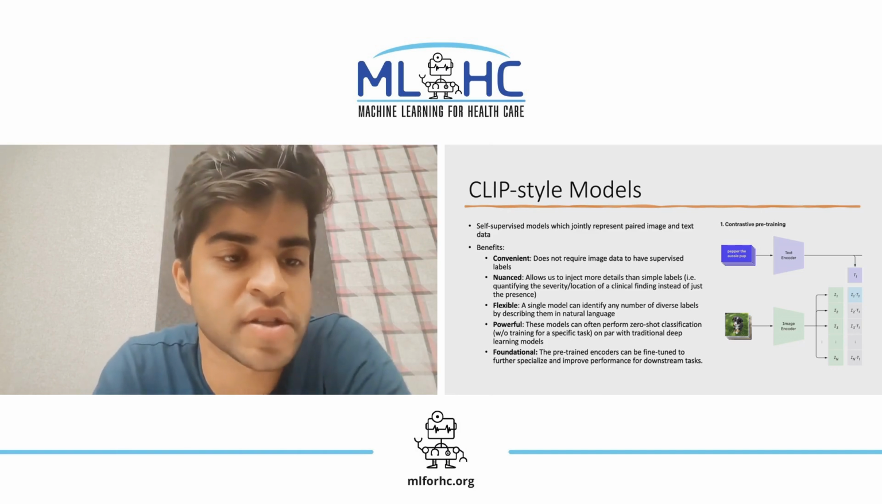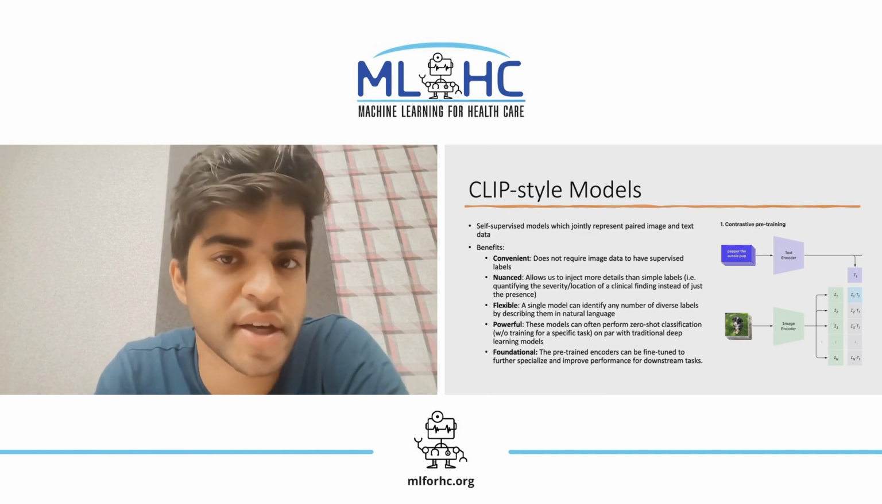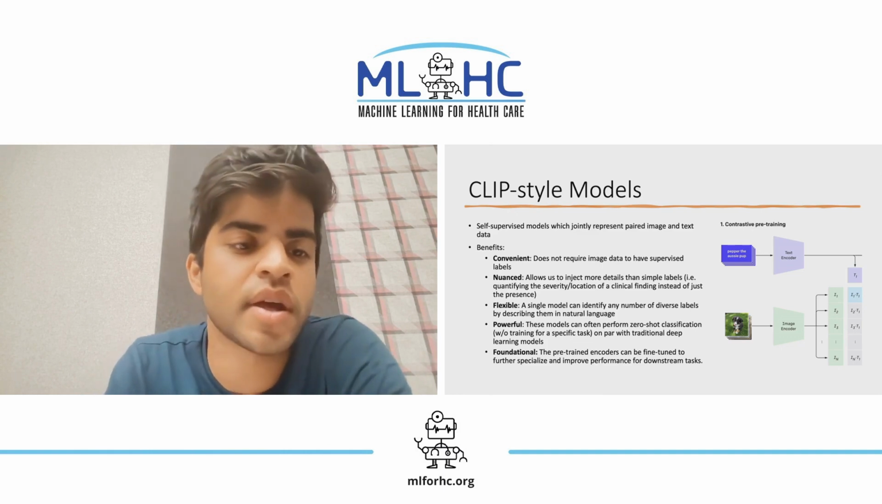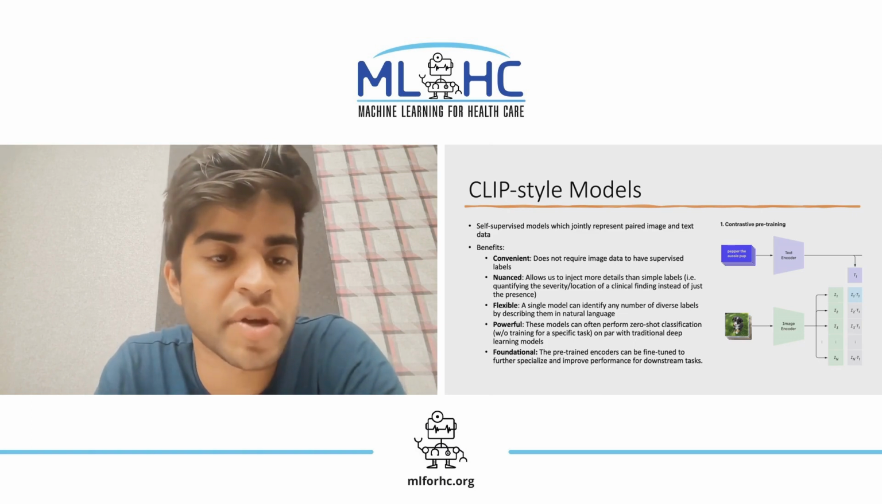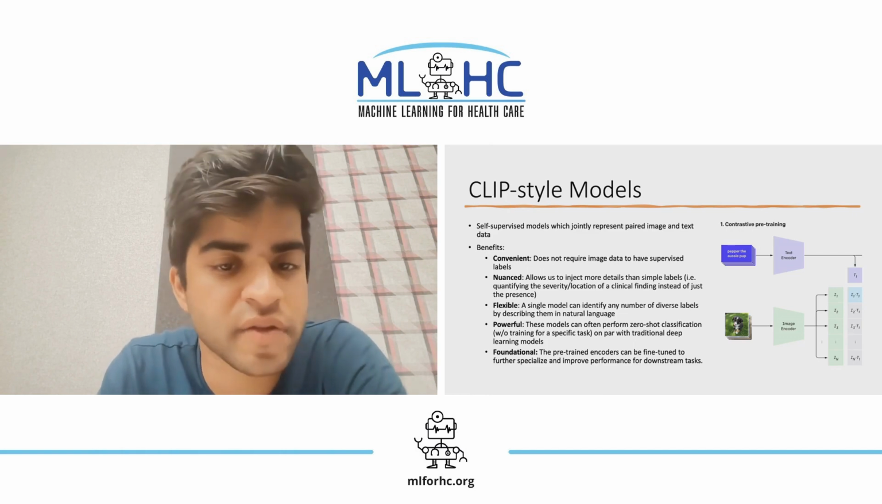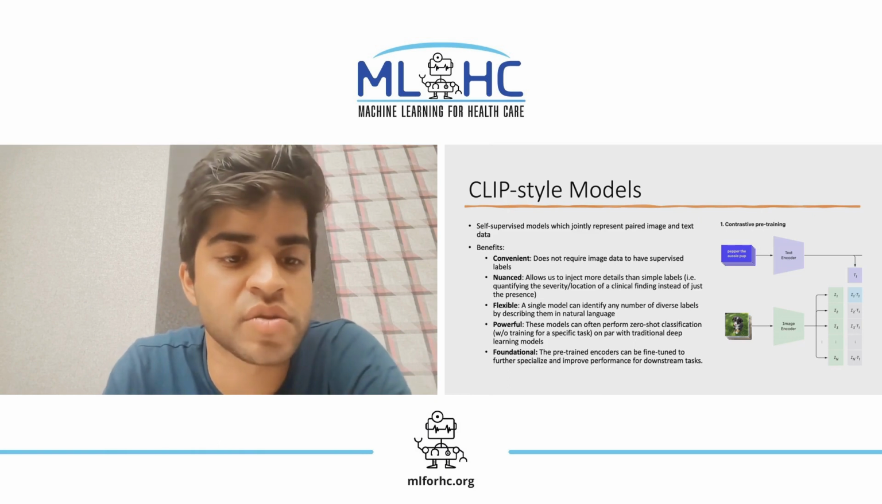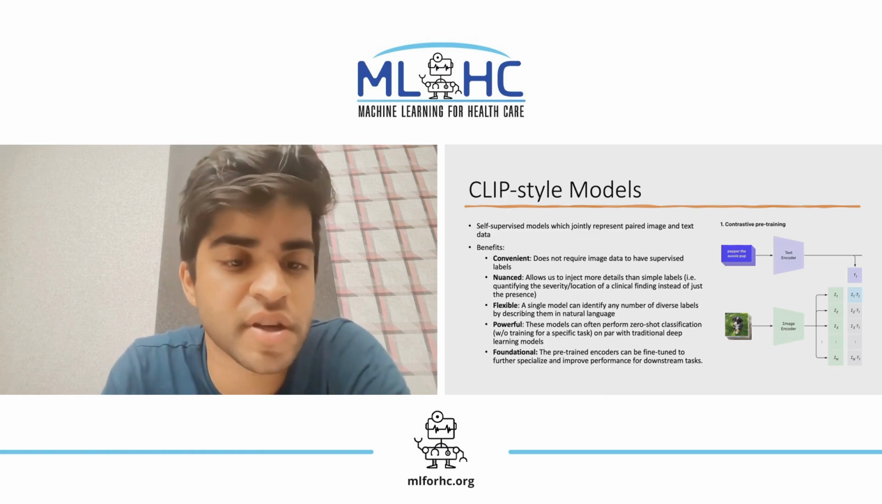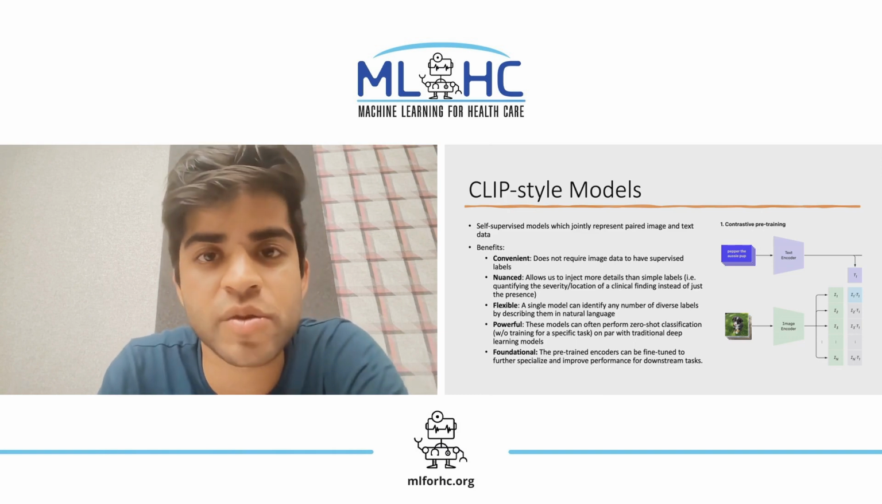So there's a lot of benefits to this. It's very convenient. We don't need any supervised labels, just the text descriptions of them. It allows us to have a lot more details in these labels as well, so we can actually describe aspects such as the severity and the location of clinical findings, for example. We can use these to identify any kind of label that we can describe in language rather than having to choose beforehand what labels we're going to identify.